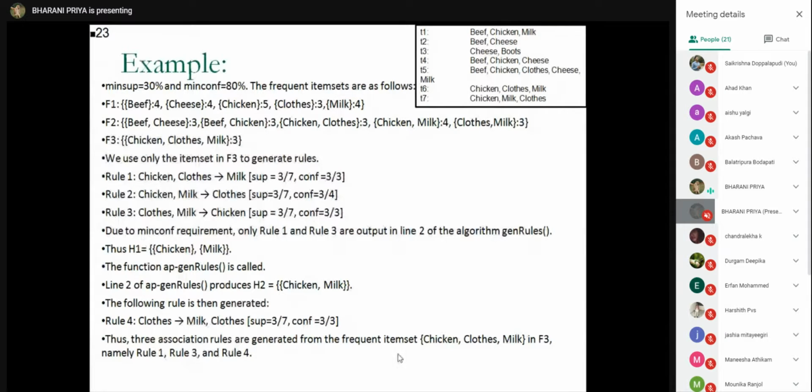So the association rules are generated. That is, for chicken, clothes, milk in F3, we have generated three rules. First we generated rule 1 and rule 3 with the minimum confidence, and from the consequents we generated H1, and we joined them, giving rise to H2, and from that consequent we have generated rule 4. So totally we have generated three rules.